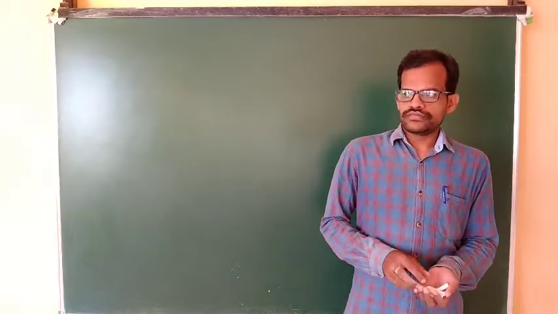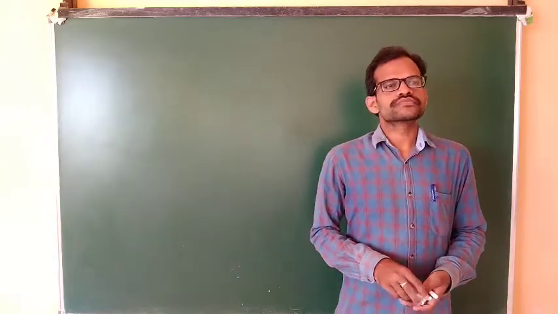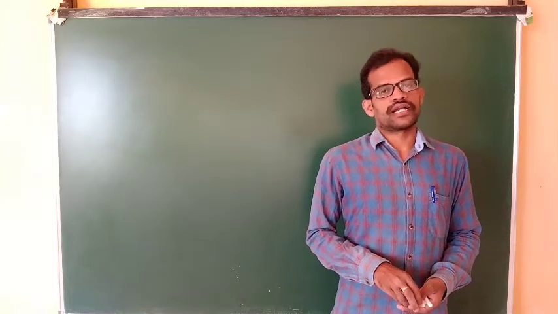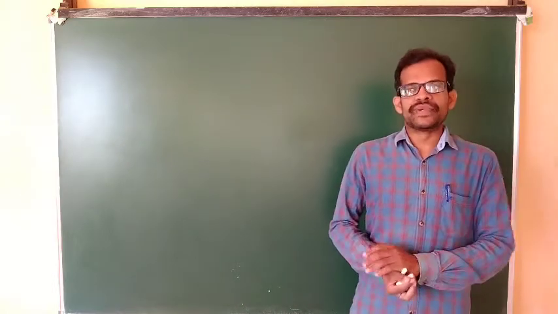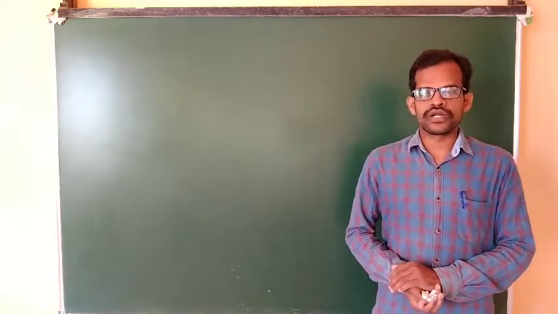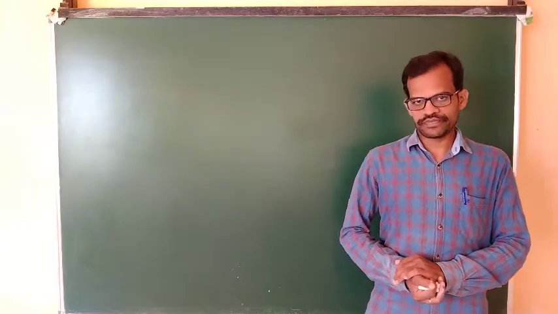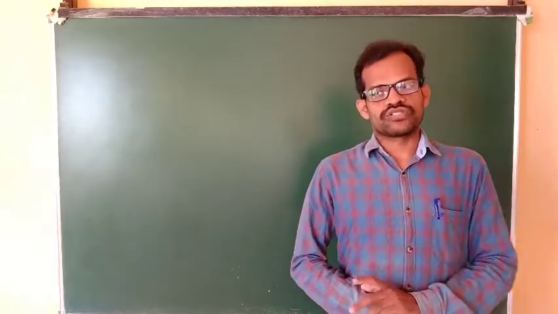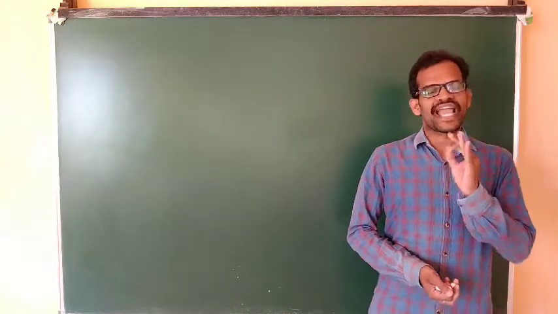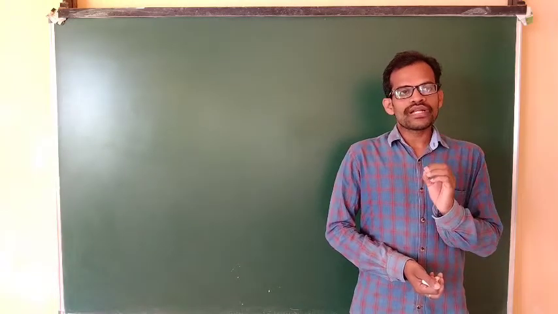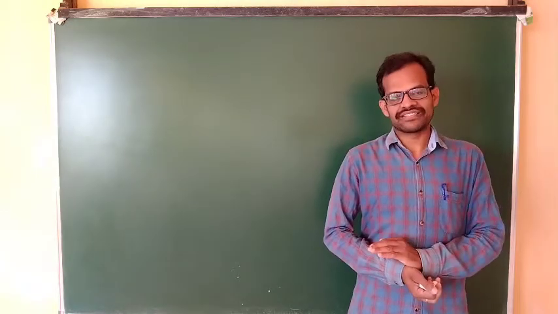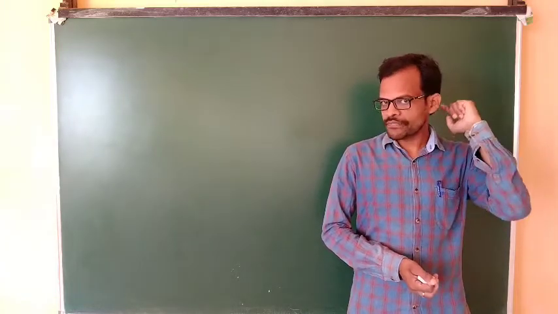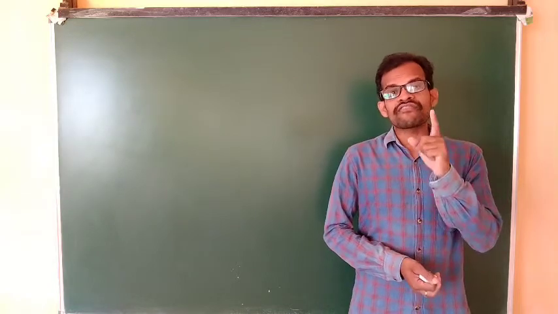Today we are continuing human physiology, neural control and coordination, in the third class. Already two classes are completed. What is the neural control and coordination system? Today we are going to discuss the human neural system. The human neural system means the brain and spinal cord. It consists of nervous tissue.